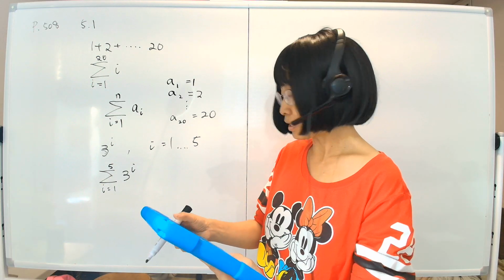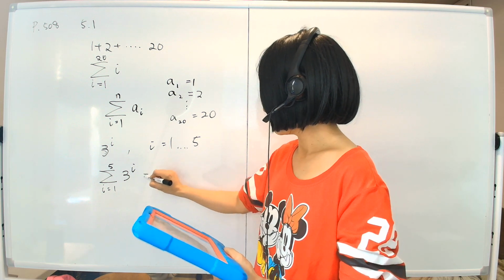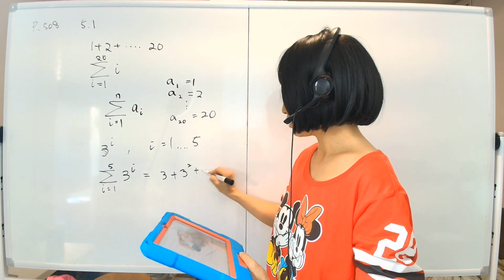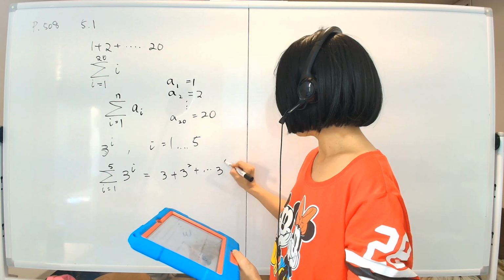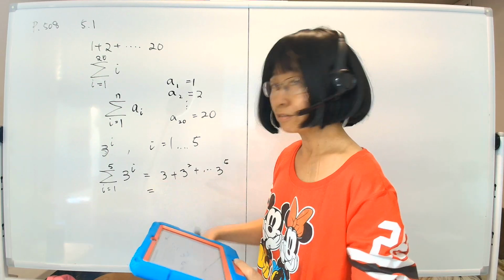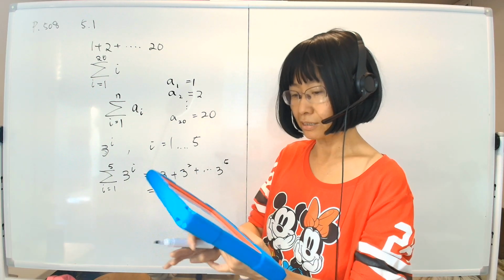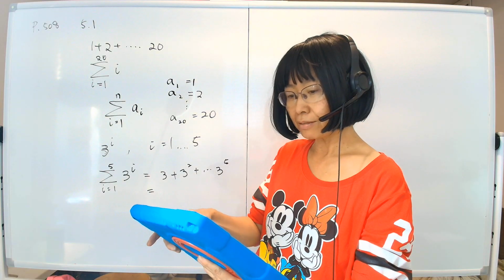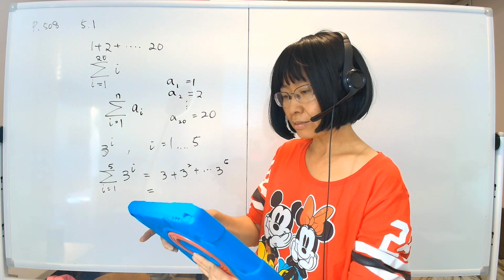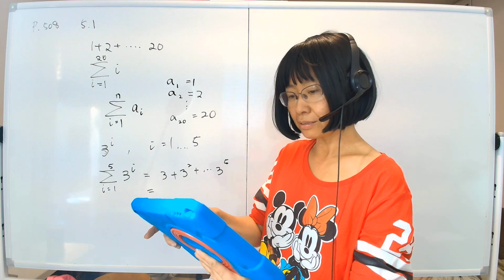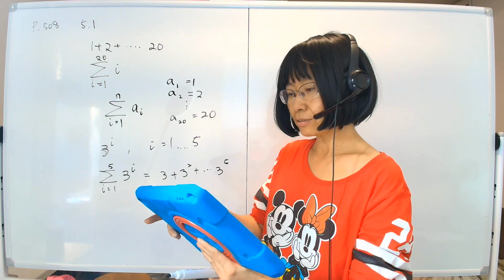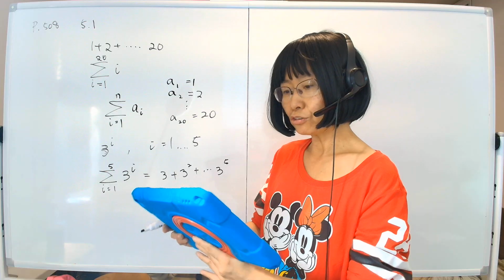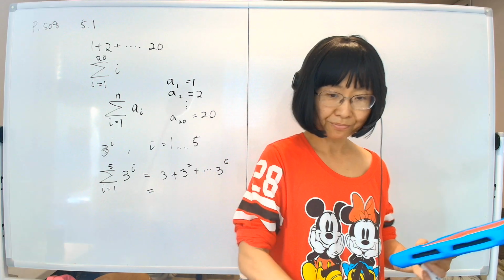If you add 3 plus 3 squared plus whatever, all the way to 3 to the power 5 on your calculator, you will come up with some kind of answer, which I'm not going to pay attention to right now. You can look at that. Part B is a similar situation, so I will let you do part B for homework. All right.